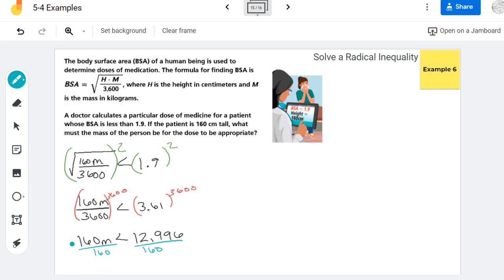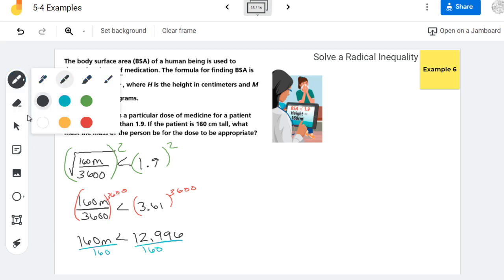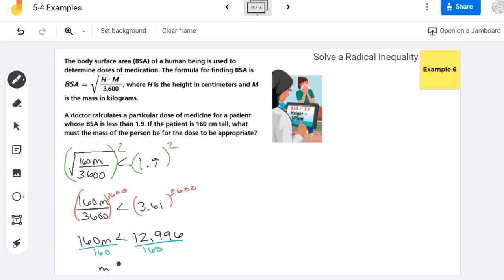Now just remember, if that had been a negative for some reason, like you were doing some other equation, you'd have to flip the inequality symbol if you multiply or divide by a negative. We're not doing that here. It's a positive number. And when I do that, I get 81.225.